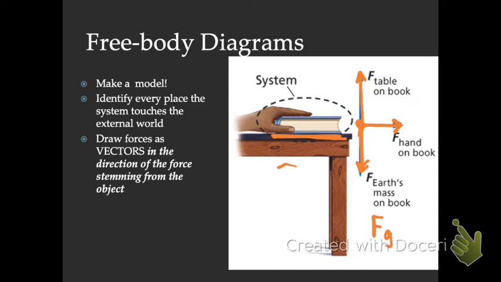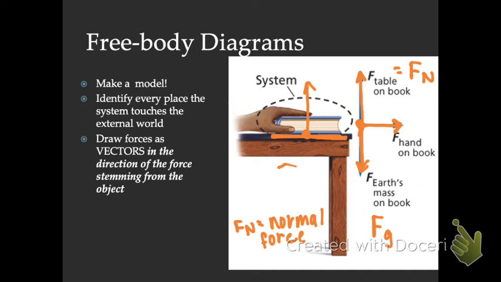So the force of the table on the book, we're going to relabel to be called the normal force. So Fn is called the normal force, and we're going to explore that a little bit more later. But Fn is the normal force, and it is exerted perpendicular to any surface that we're sitting on. In this case, my object is resting horizontally, so my normal force is going straight up. That is perpendicular to the surface.